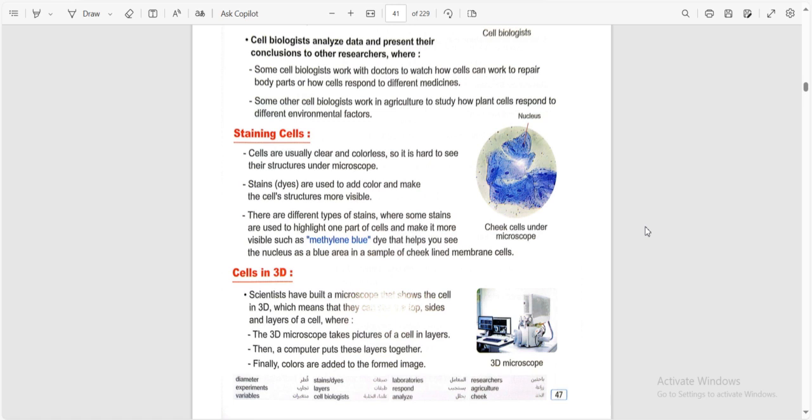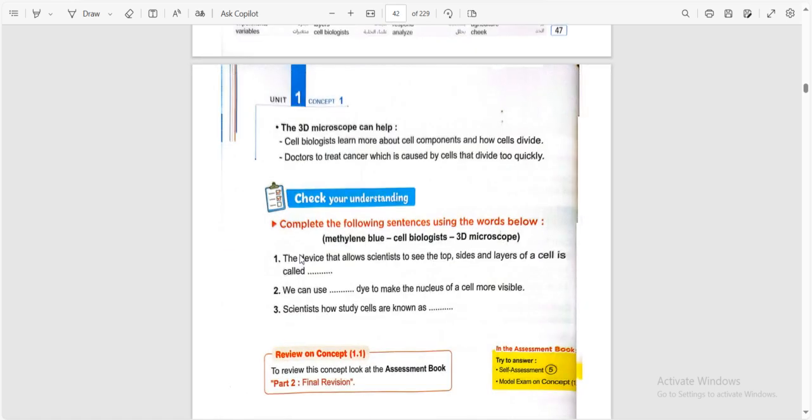But when you see the cells, some of them are colorless, clear, so you can't really see them. So this is what we do. We stain the cells, we give them color using a dye or a stain, and usually we do this using methylene blue to be able to see the cell. Good.